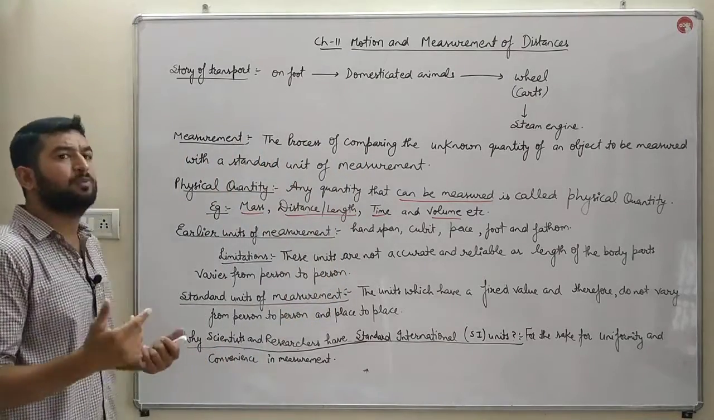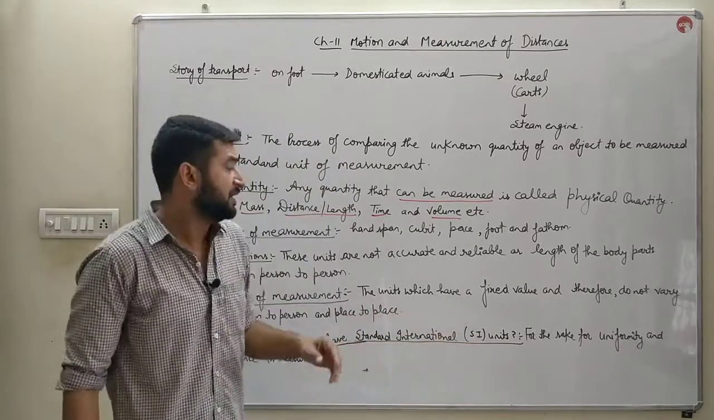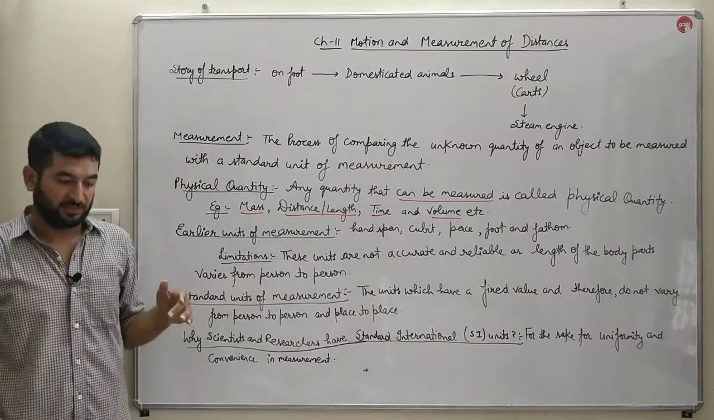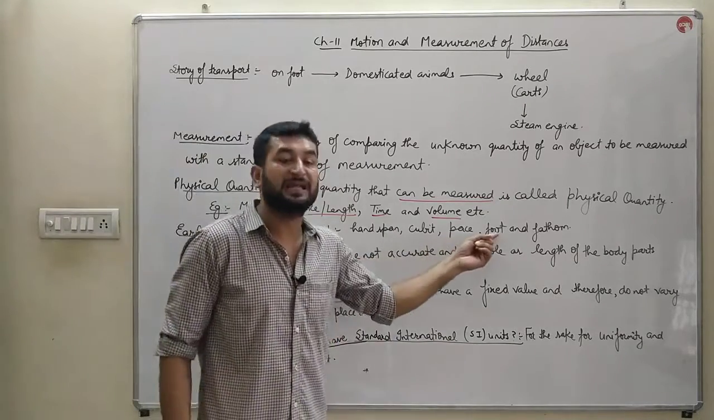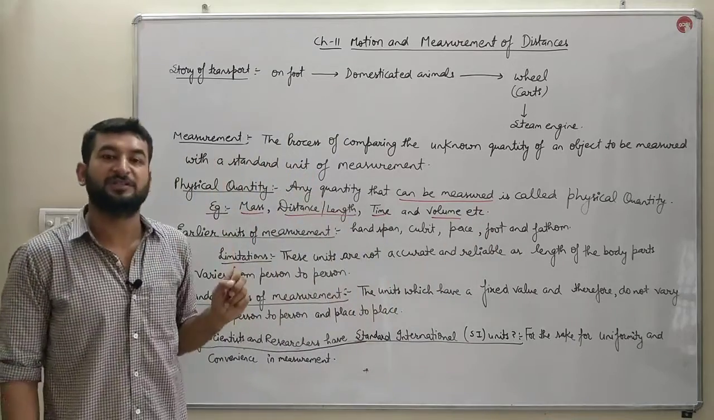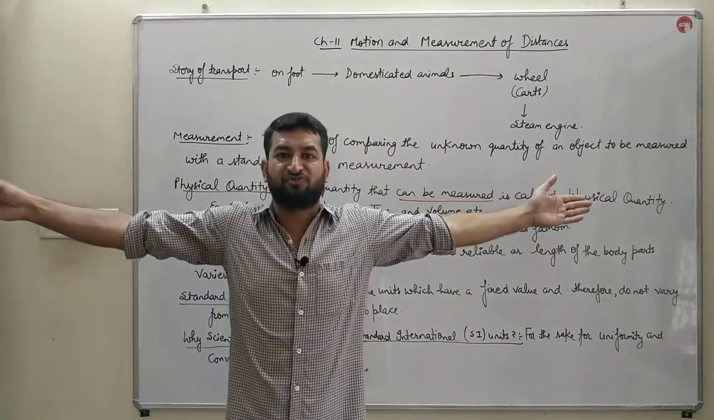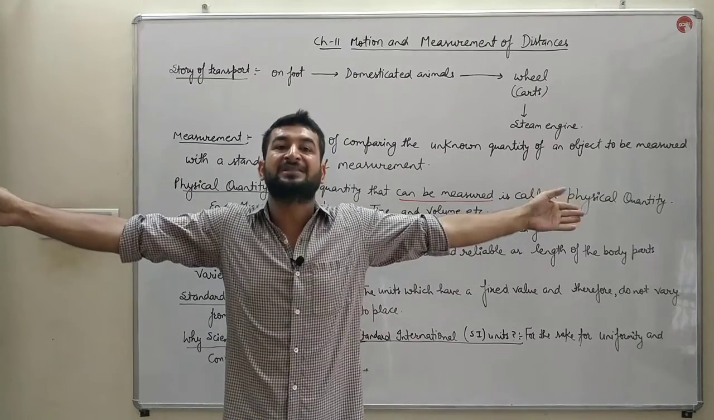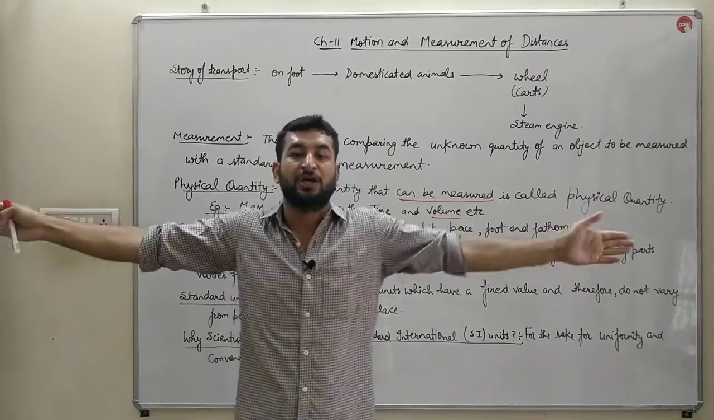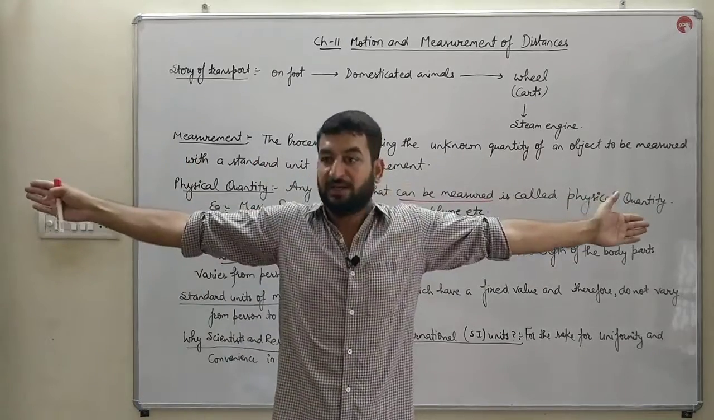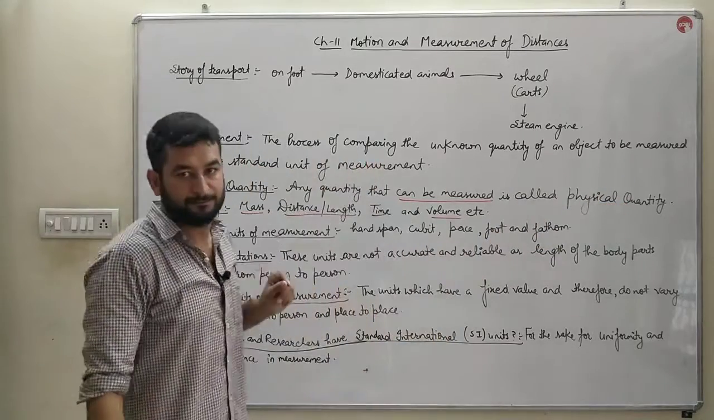Next one is the cubit, the arm length is a cubit. Then pace, one step is referred to as a pace. Foot, the length of one foot of a person is a foot. Next, fathom, the outstretched arms is known as one fathom. The tip of this hand to the tip of this hand in stretched condition is known as one fathom.